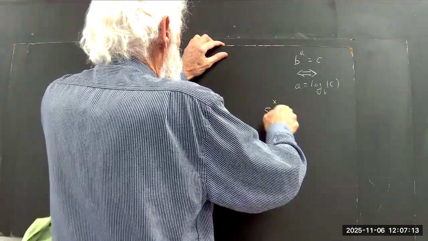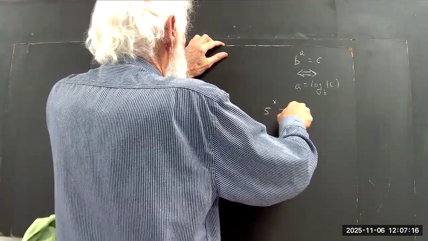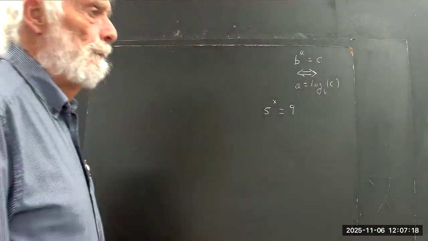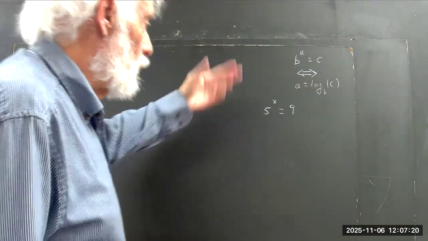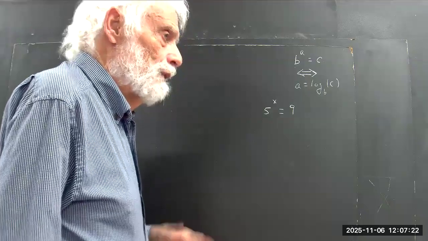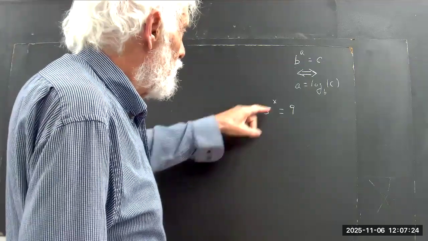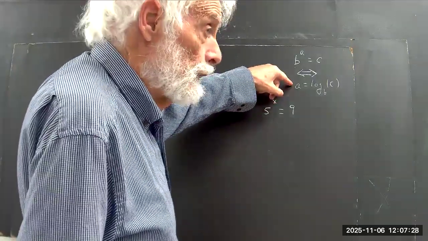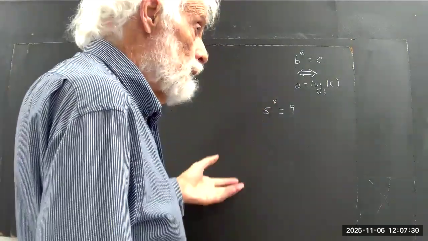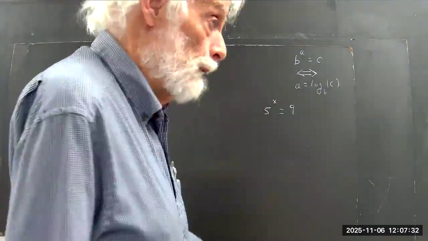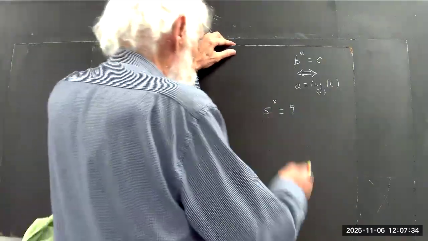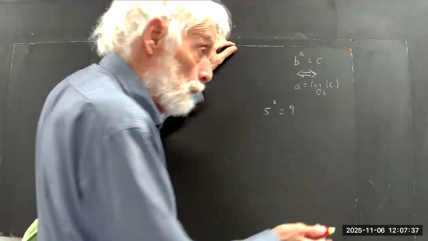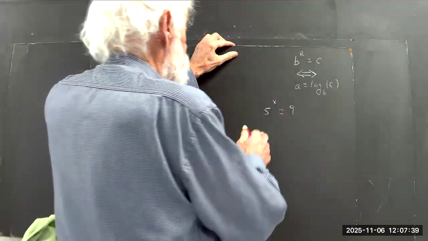5 to the x equals 9. Well, you should pause for an instant or a minute and identify what A, B, and C are, and then rewrite this in this form. Now, hopefully you've paused and done that, but if you haven't, I don't think you're going to learn it as well, but it's your choice.